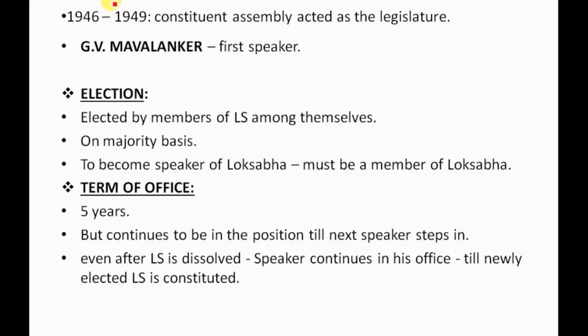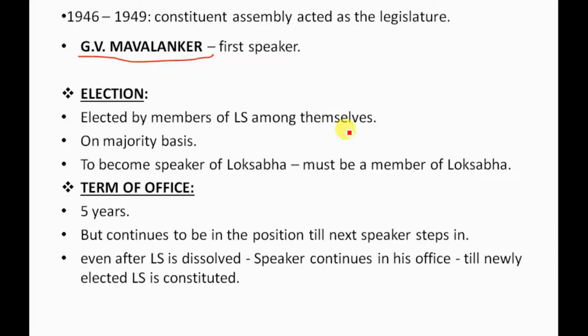There will be a speaker in Lok Sabha and a speaker in Rajya Sabha. The speaker in Lok Sabha is called speaker, and the speaker in Rajya Sabha is called the chairperson. The first speaker of Lok Sabha in independent India is G.V. Mavalankar. In many examinations, questions were asked in different ways about who the first speaker of the Indian Lok Sabha is, and that is G.V. Mavalankar.